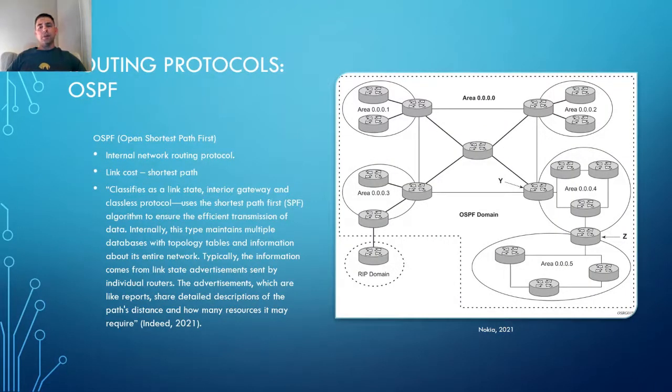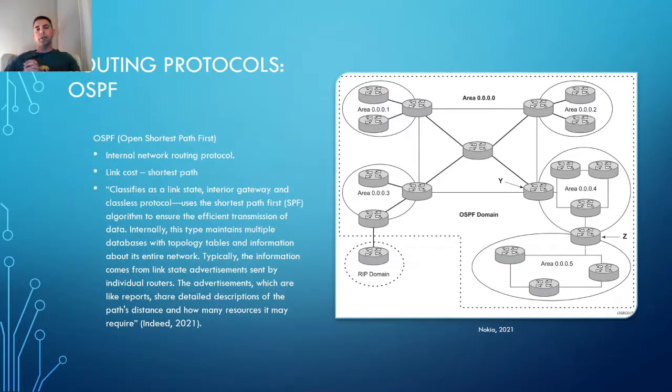So OSPF is one of those fascinating protocols that, again, discovers other devices, other routers out there on the network, and discovers the best pathways. It is an internal routing protocol. It uses the link cost, the shortest path. With OSPF, it gets updates from other routers. So router 1 can get updates from all the other routers that are sending out that information saying, hey, it's going to take so long to get to this destination.